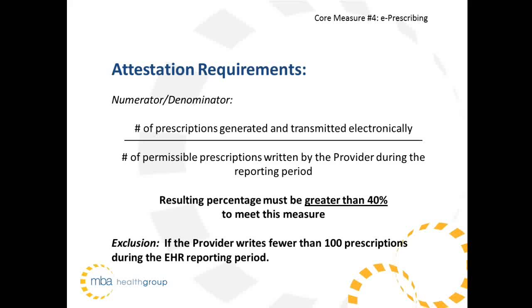The attestation requirements for this measure include a numerator and a denominator. The numerator of this measure is the number of prescriptions generated and transmitted electronically during the reporting period. The denominator is the total number of permissible prescriptions written during the reporting period. So the resulting percentage must be greater than 40% to meet this measure, and a provider may be excluded from this measure if they write fewer than 100 prescriptions during the reporting period.